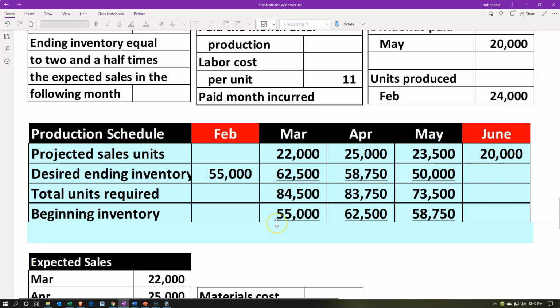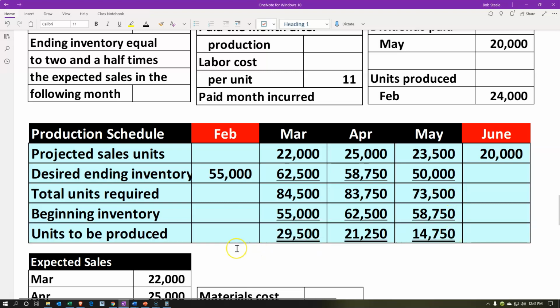And then we have to take into consideration the units that we already have on hand in the beginning inventory. And this is why we needed this February number, because if this is the desired ending inventory, that then will be our beginning inventory over here. So we have this kind of staggering feature once again. Here's the ending inventory. That's going to be the beginning inventory here. And then April's ending inventory is going to be May's beginning inventory. We don't need anything for June because that's outside our scope.